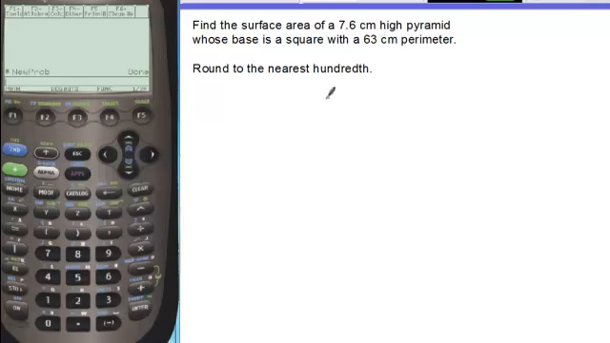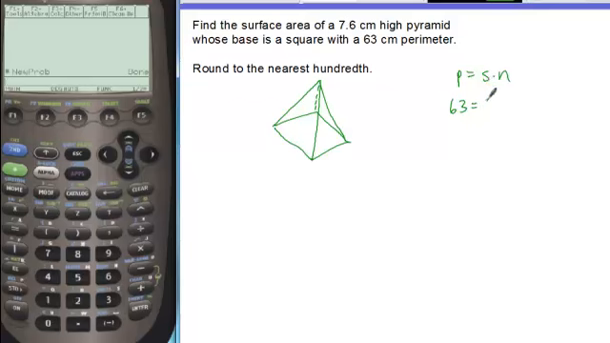And here we want to find the surface area of a pyramid with a square base. If we represent our base as a square and we create our pyramid, we know that the perimeter of the square is 63, and that's going to be equal to the length of the side times the number of sides. So we can plug in values. 63 is equal to the side length times 4, since a square has 4 sides.